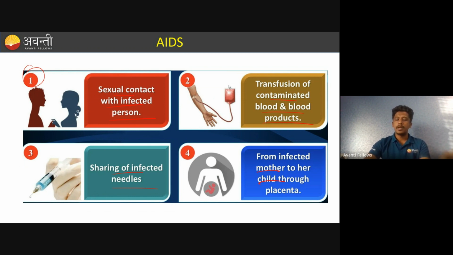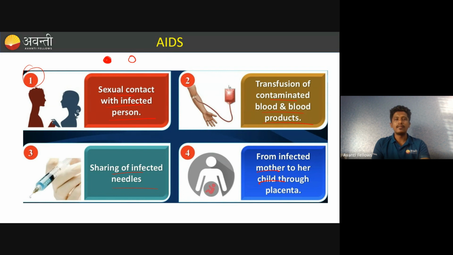If two healthy persons, a male and a female, both are healthy and they have sexual contact, nobody is going to get AIDS. For an individual to get AIDS, either the man or the woman should already be infected by this disease. Let's say we have a man and a woman, and this man is HIV positive, that means he is infected.